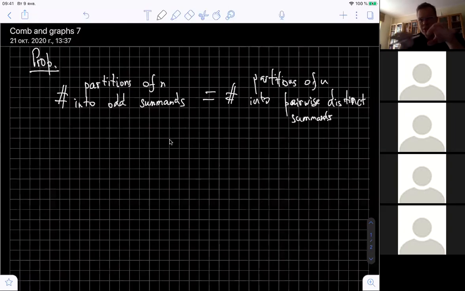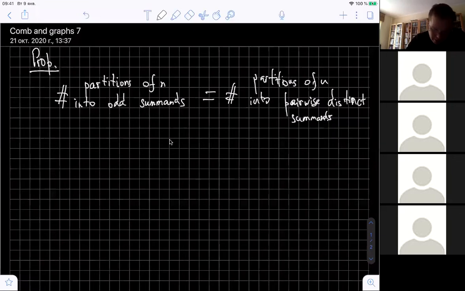These two functions are equal to each other. But I said that I can prove it without using the generating function, so just by definition. So if I have the partition of n into odd parts, I can manipulate it and move it and get a one-to-one correspondence into the pairwise distinct summands.